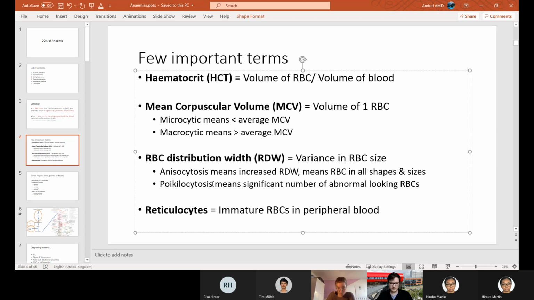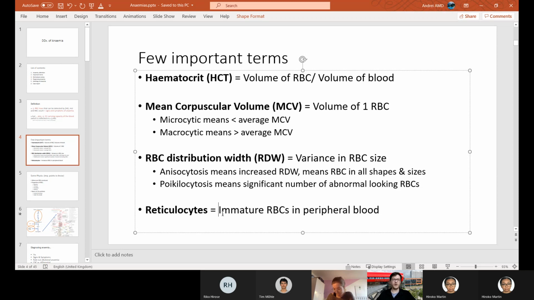normally nothing is perfect, right? So you will be having a few abnormal cells, but that's all right, within certain limits, obviously. However, if there are too many cells that are abnormal, that we call poikilocytosis. So anisocytosis, again, means that there is an increased variance in their size, and poikilocytosis just means that it's more than a certain percentage.